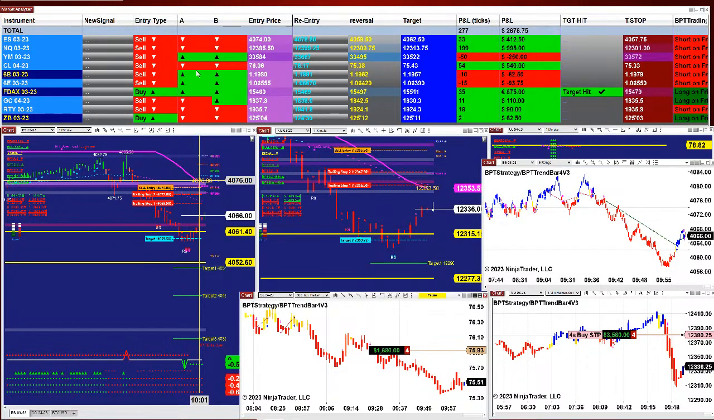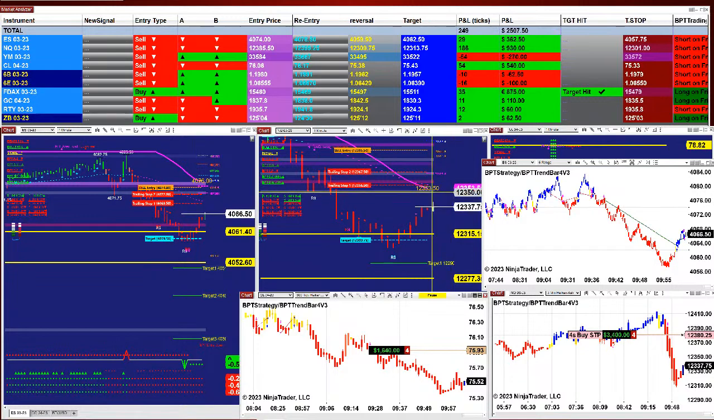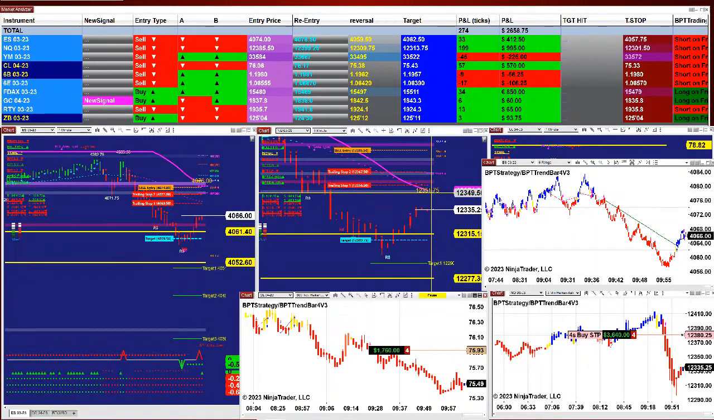For the Nasdaq, here is the re-entry short: 123.50. 123.50 re-entry short on the Nasdaq. On a sim, we're not your financial advisor. The market is a little bit mixed, so be careful with your trade, please.